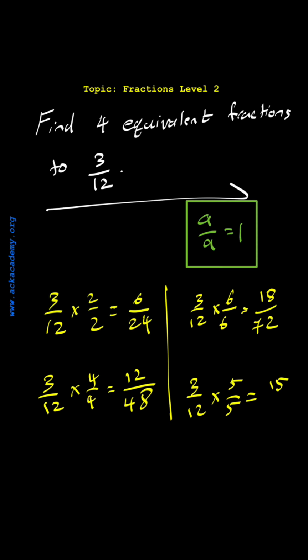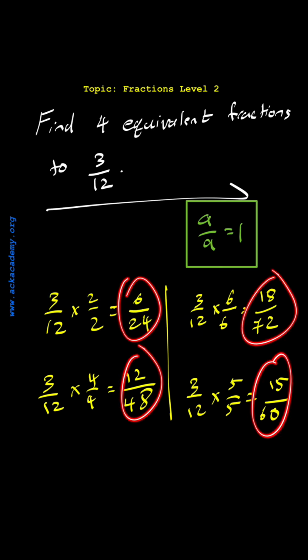And then let's just do 3 over 12 times 5 over 5. 3 times 5 is 15. 12 times 5 is 60. Okay, so these are all the equivalent fractions. Okay, all these are equivalent to 3 over 12.